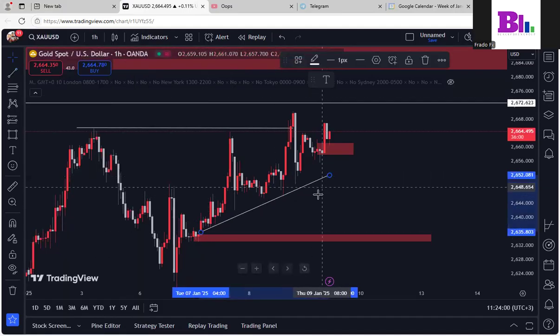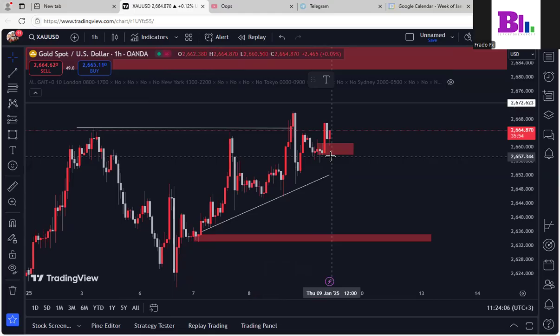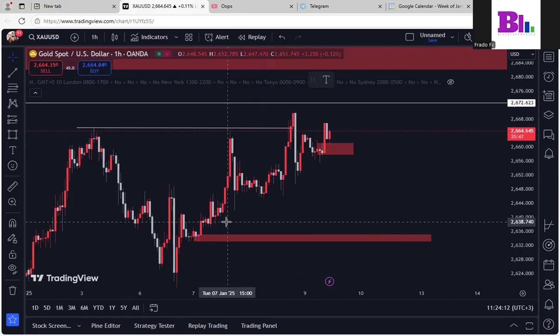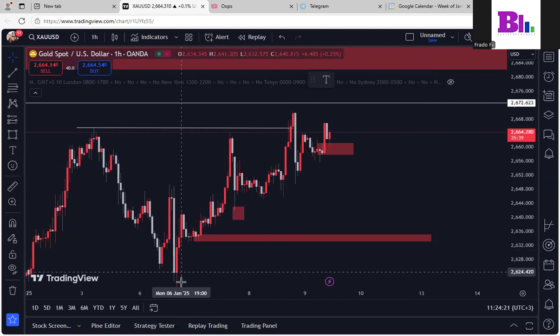Creating some structures going up. You see, we cannot just enter in this kind of trade here. You have to wait for the break of structure here. Let me show you how you can spot these trades. You can see here we have higher lows. We have higher lows. Let me show you. These are the higher lows.